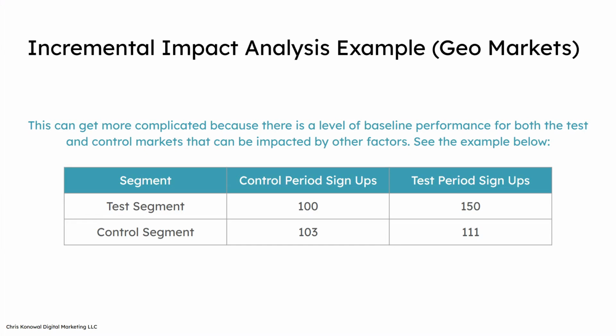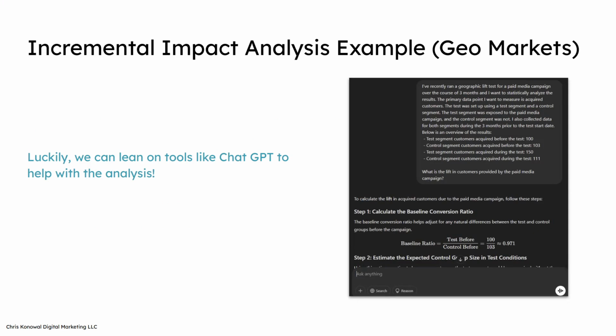That often requires a good bit of statistical muscle, which candidly I don't have. But if you're like me and don't have a stat degree, you can turn to a tool like ChatGPT. This is an example. Just plug in the results of your test, the control period, the test period, and your two segments, and then it'll spit out the lift in terms of percent lift, total lifted customers, whatever it is, and you're good to go from there.